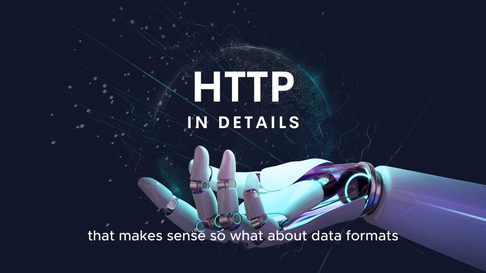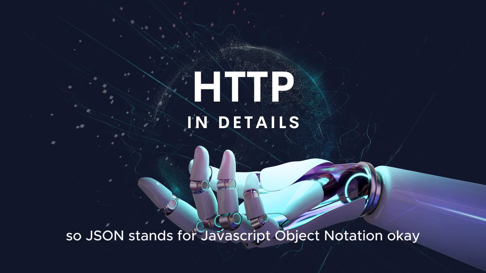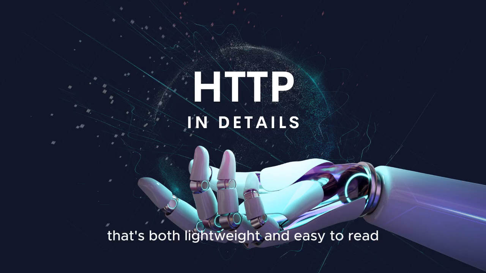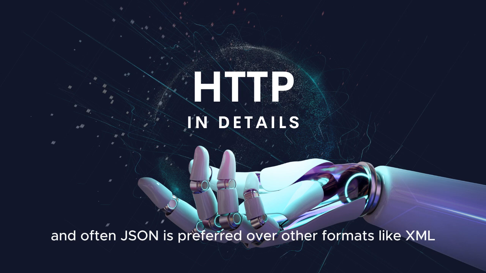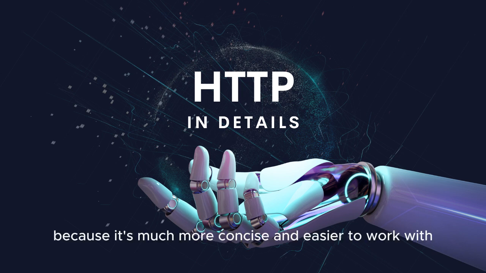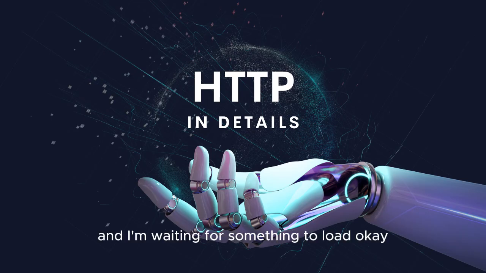So what about data formats? You mentioned JSON, which seems to be really popular these days. Yeah, it's everywhere. What's so special about that? JSON stands for JavaScript Object Notation. It's basically a way to represent data that's both lightweight and easy to read. It's like a well-organized list with keys and values, so humans can understand it and computers can process it really easily. So it's like a digital filing cabinet where everything is labeled and in its place. I like that analogy. And often JSON is preferred over other formats like XML because it's much more concise and easier to work with. So it's all about efficiency. Efficiency is key. Okay, so let's say I'm on a website and I'm waiting for something to load.